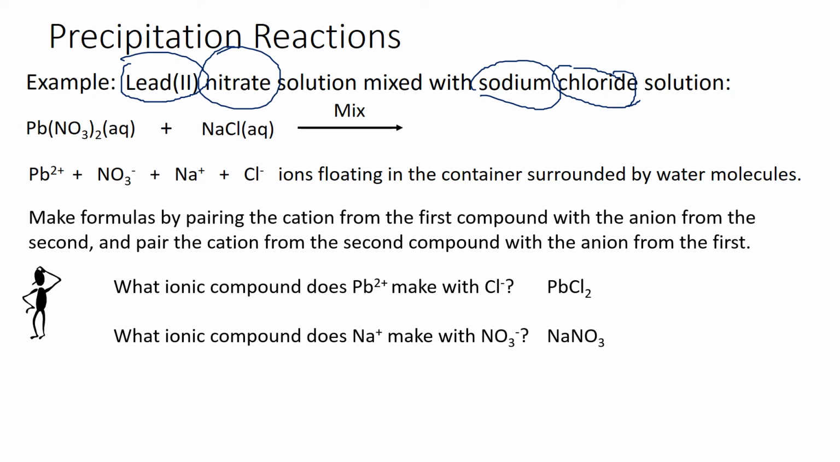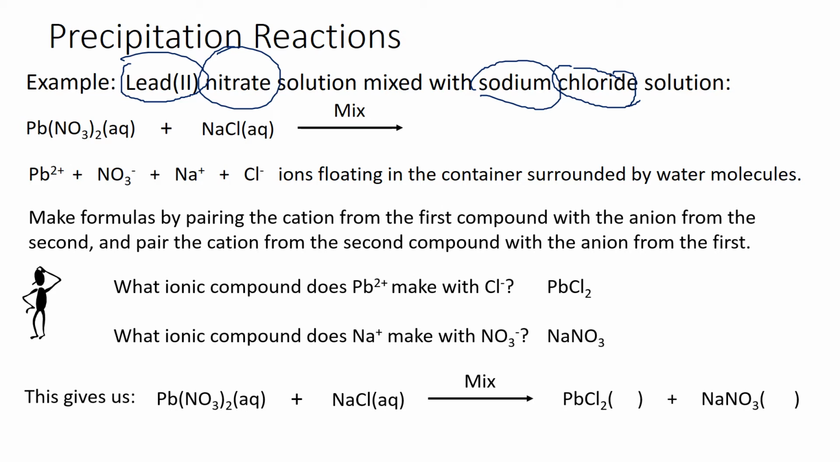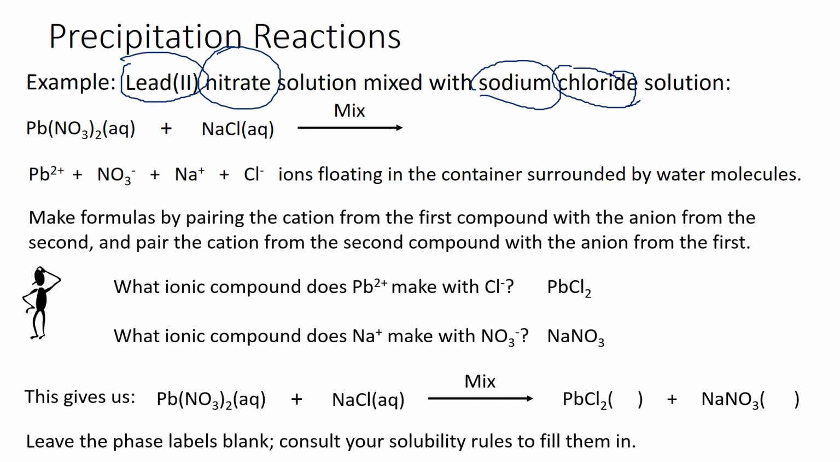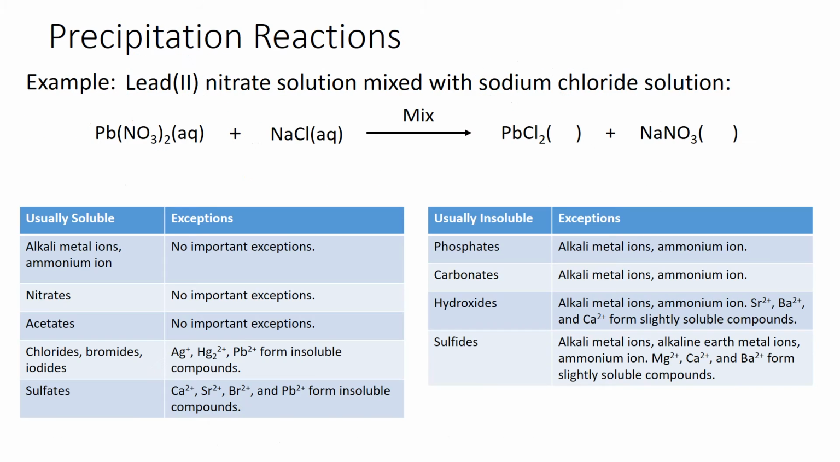So at this stage, what we have are the reactants, then we mix them, and we get the products. I left the phase labels blank because we're going to need to consult our solubility rules in order to fill those in. If we look at the solubility rules, if I had remembered the ones with no exceptions, I could fill in the sodium nitrate right away, but in case I didn't, I'll just go ahead and go left to right.